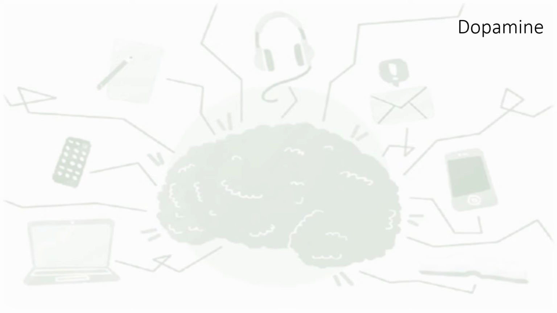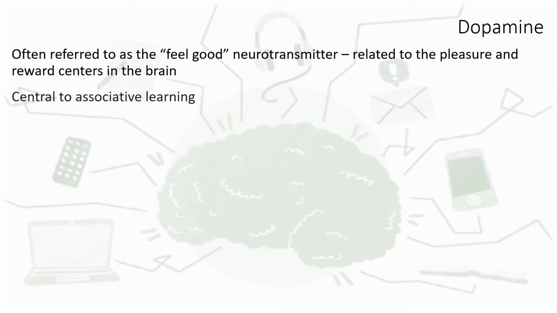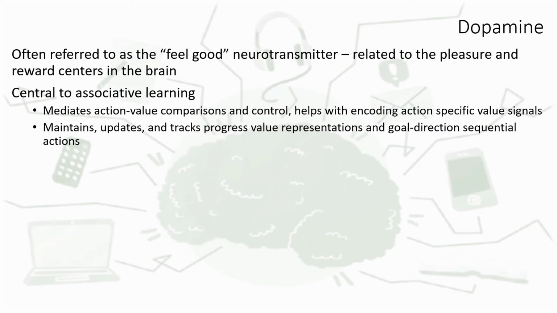We will move on to dopamine, which is involved in many functions, including motor control, reward, reinforcement, and motivation. It is oftentimes referred to as the feel-good neurotransmitter, as it's related to the pleasure and reward centers in the brain. Dopamine is central to associative learning. So when we think about things like pleasure and reward, we know that dopamine mediates action value comparisons and control. So it really helps with encoding action-specific value signals. It maintains, updates, and tracks progress value representations and goal-directed sequential actions.